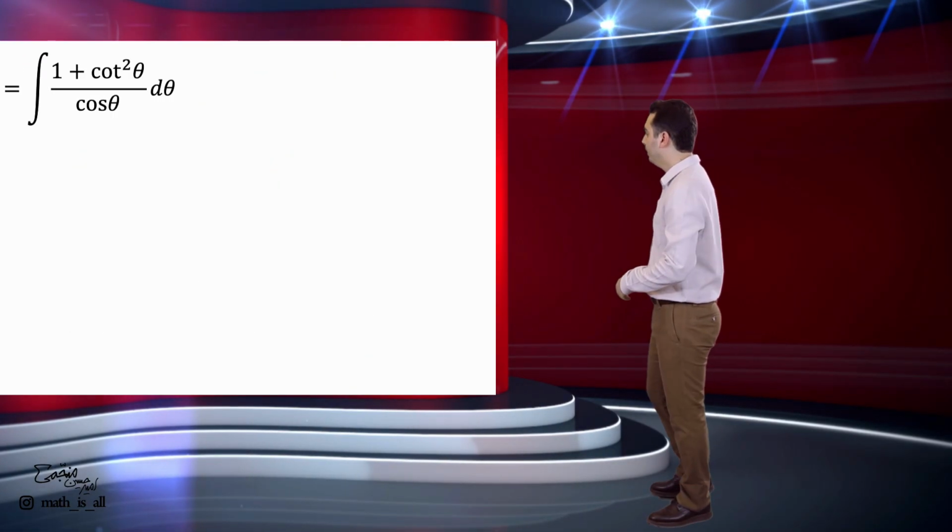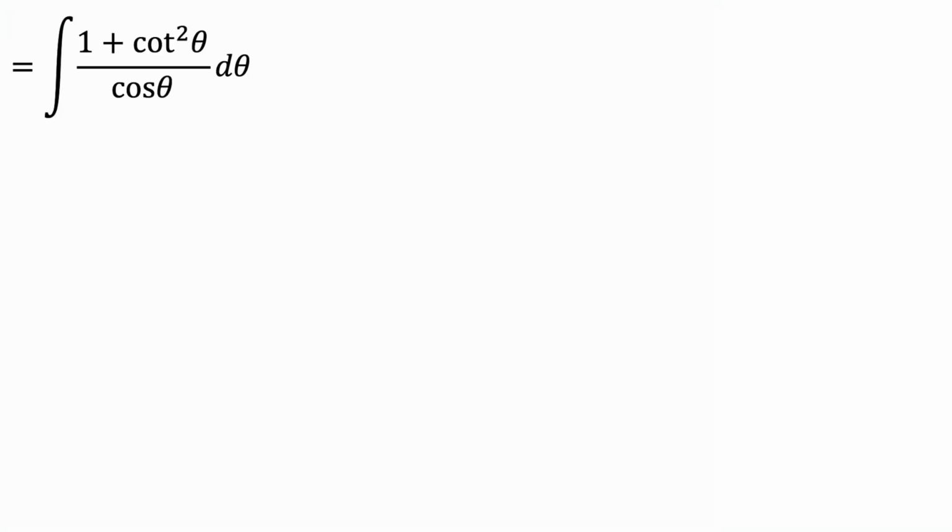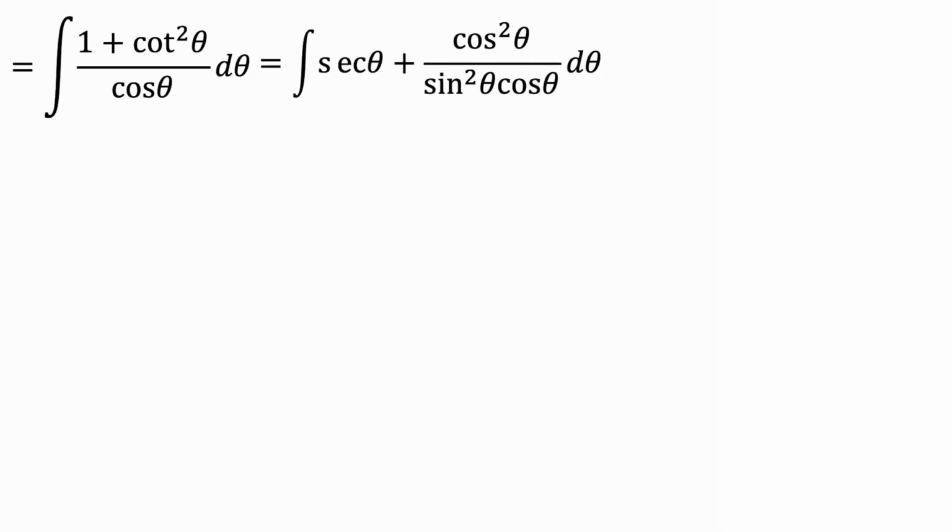Now, I'm going to separate this into 2 fractions. 1 plus cotangent squared over cosine gives us 1 over cosine. What is 1 over cosine? Secant? Yes. Plus, I'll rewrite the cotangent squared as cosine squared over sine squared. One of the cosines cancels with the denominator.